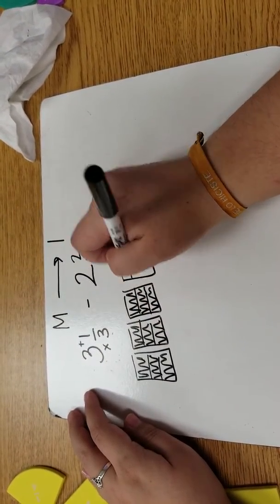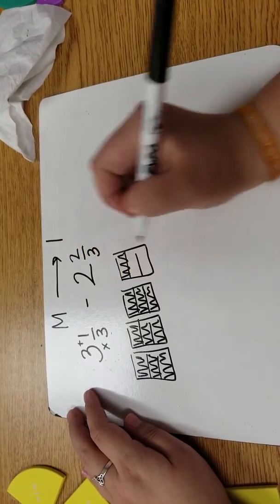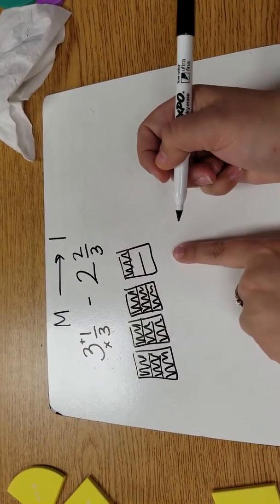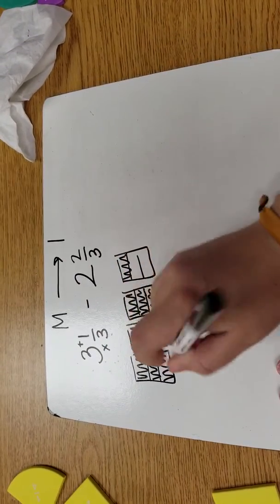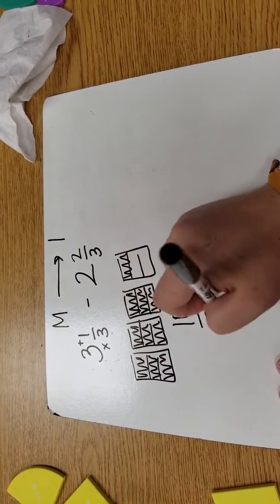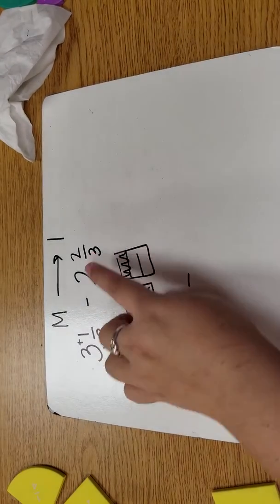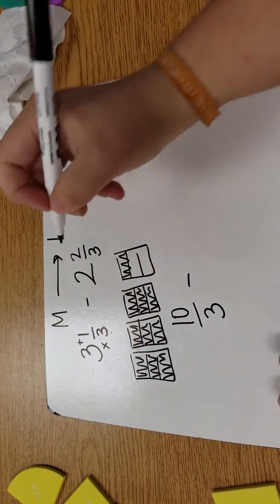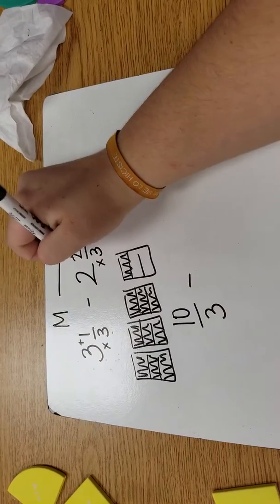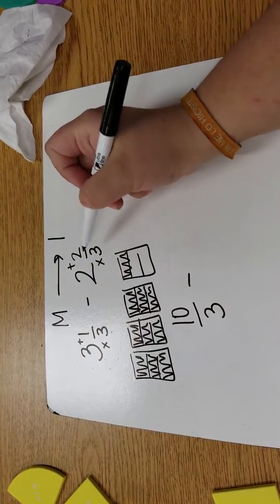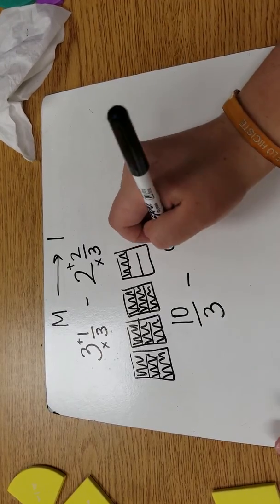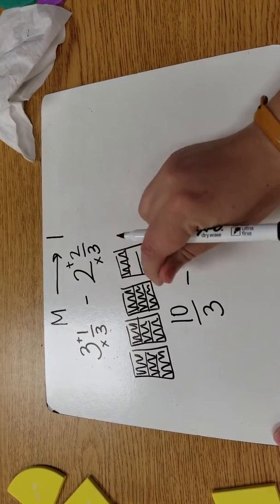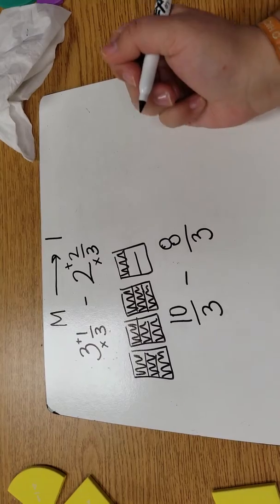Then our little fraction is how many pieces we have left over that are not whole. So 3 times 3 is 9, plus 1 is 10. So this becomes 10/3. Okay, then we're going to subtract 2 2/3. So 2 times 3, and then add 2. 3 times 2 is 6, plus 2 is 8. So this improper fraction is 8/3.